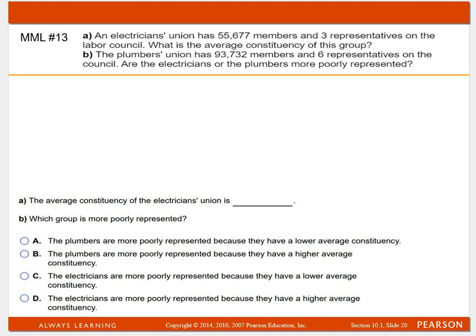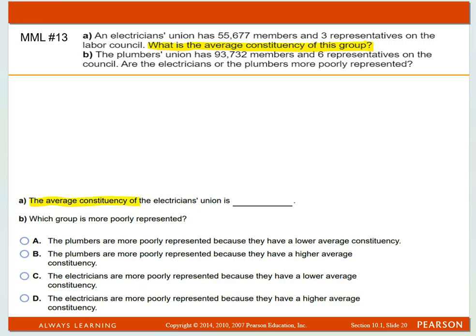This is my last example. You have Part A and Part B. A says an electricians union has 55,677 members and 3 representatives on the labor council. And they want you to figure out what is the average constituency for this group.